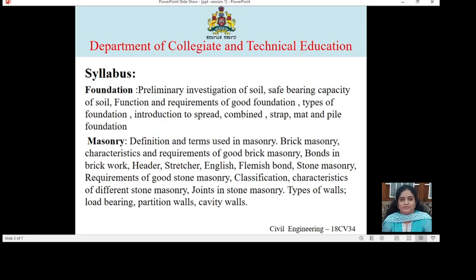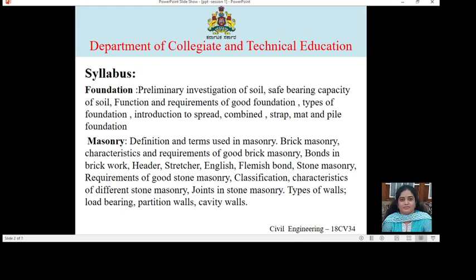The foundation part gives the information regarding the preliminary investigation of soil, safe bearing capacity of soil, function and requirements of good foundation, types of foundation, introduction to spread, combined, strap, mat and pile foundation.